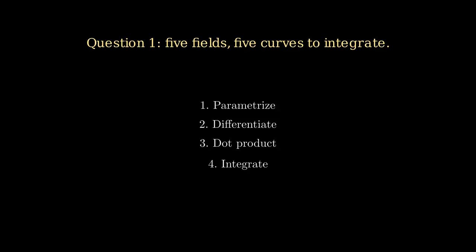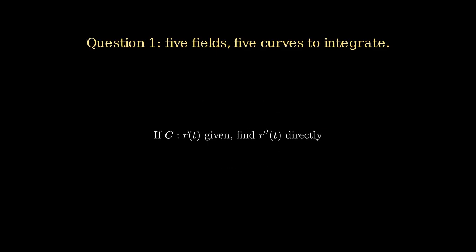Question 1. Straightforward line integrals. 5 different fields, 5 different curves, but the pattern to recognize is this. Whenever the curve is already given as r of t, you can skip parametrizing. You're handed it for free, so go straight to finding r prime of t.